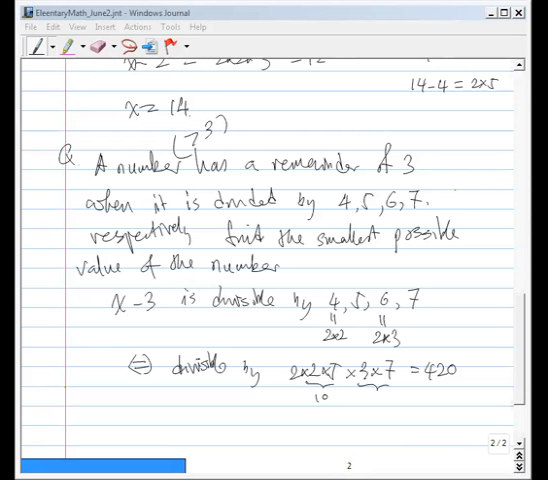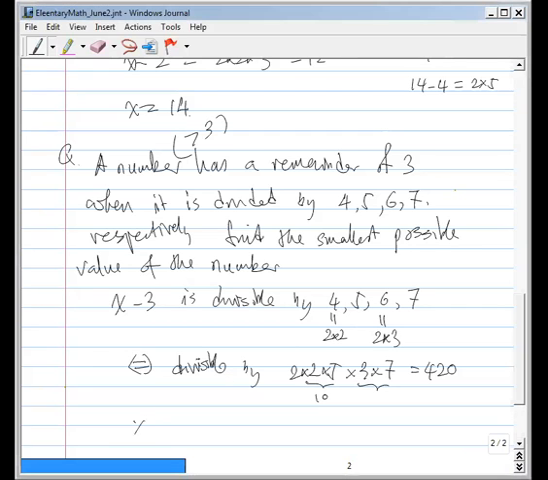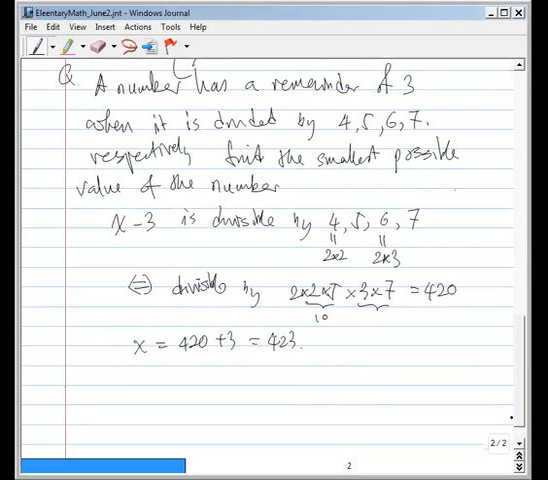All right, how did you get 423? Yeah, you added 3 back. x is 420 plus 3, it's 423. So that will be the answer. Okay, good job.